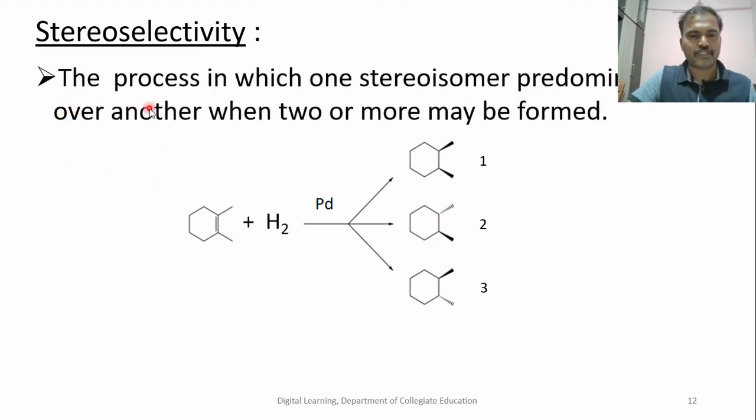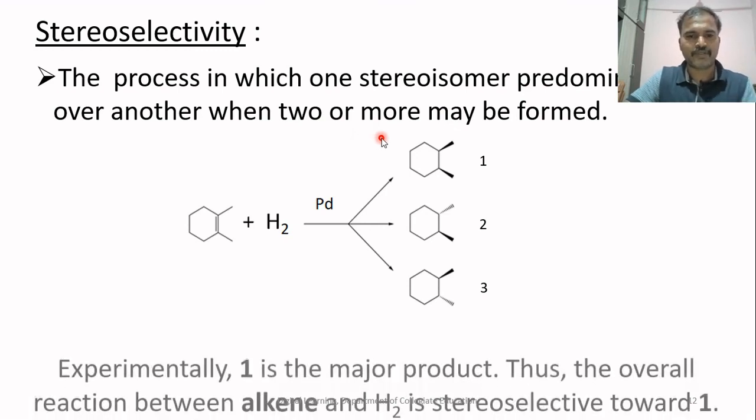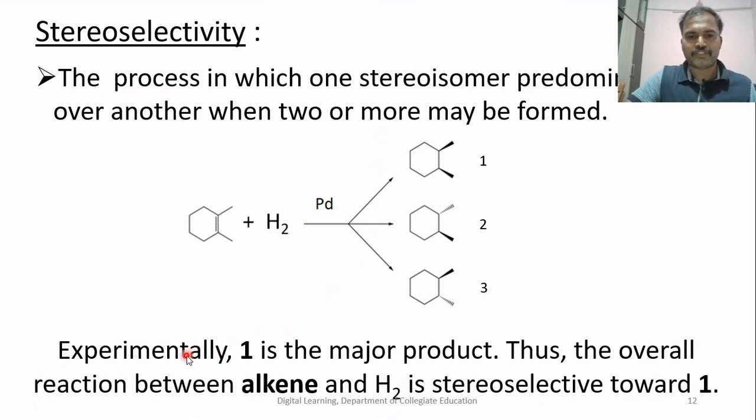That means the process in which one stereoisomer predominates over another when two or more may be formed is called stereoselectivity. So here experimental evidence shows that product 1 is the major product. Thus the overall reaction between alkene and hydrogen is stereoselective towards 1.